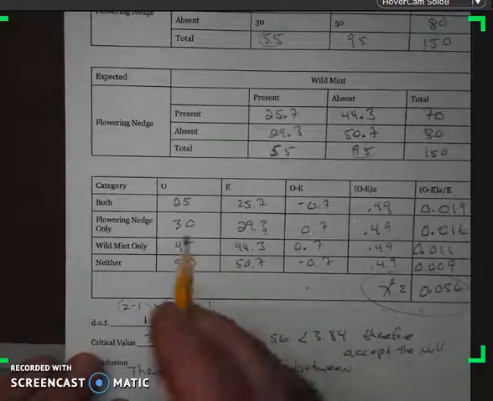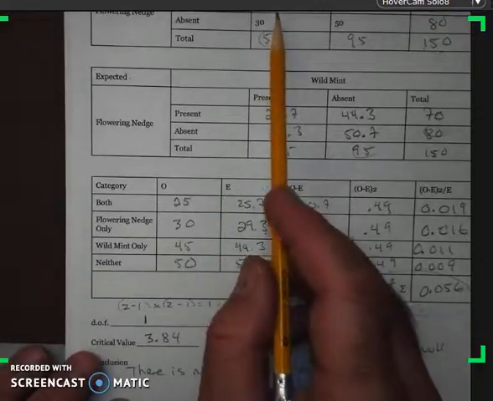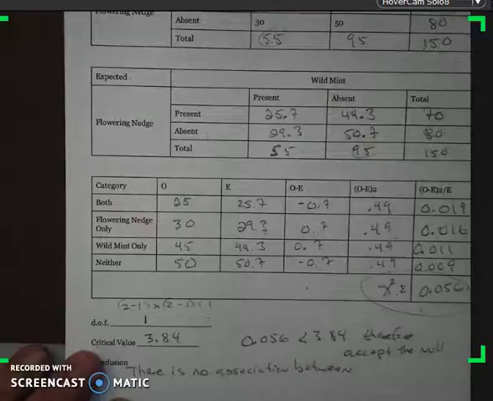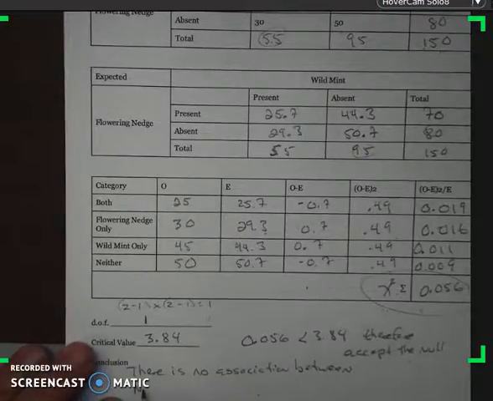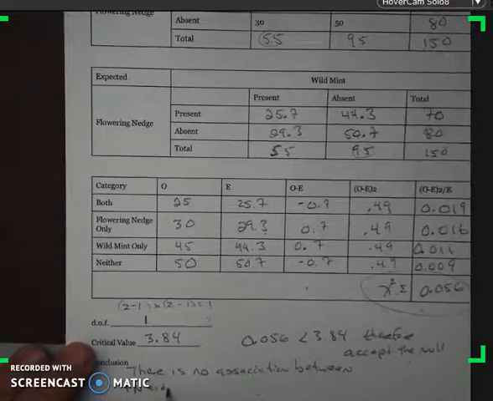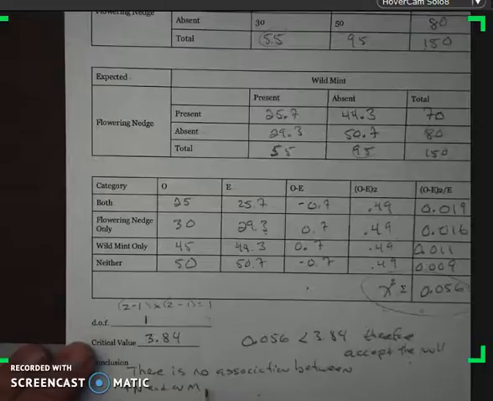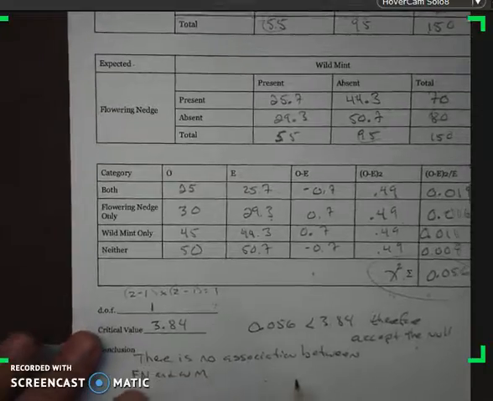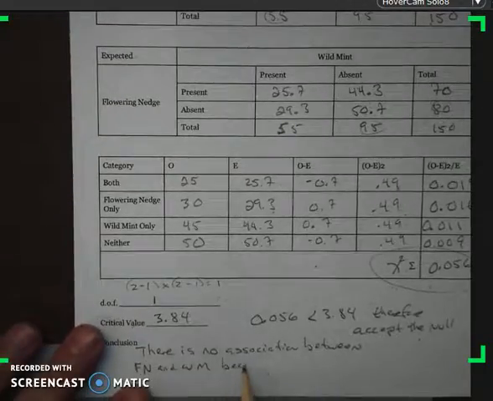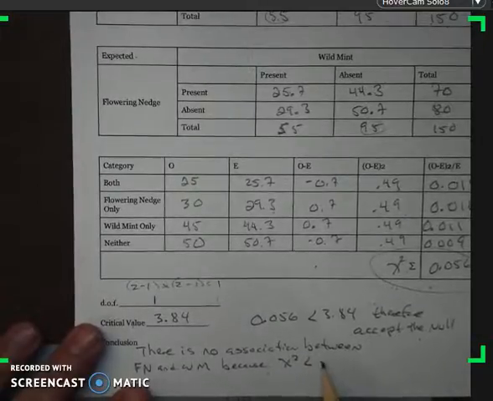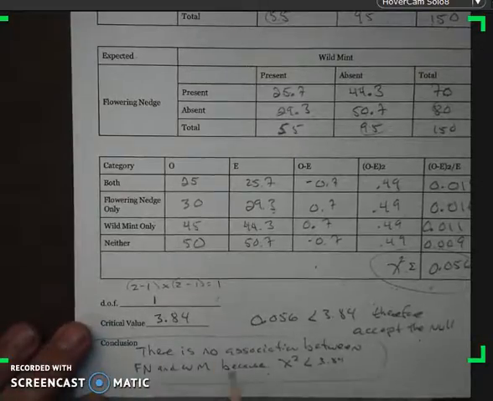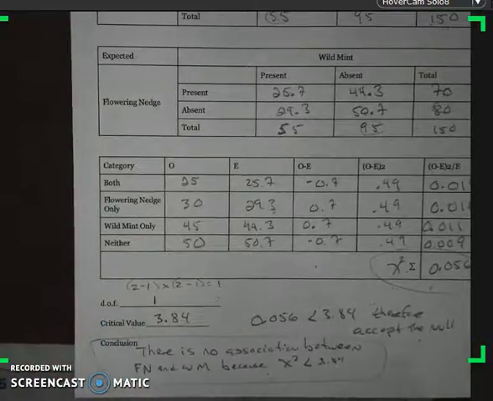And what that means is anytime we get something that we think is close to expected, it's really just due to random chance. And then we can justify this because our chi-square value is less than our critical value. So we come to a conclusion, and we've justified it with statistical analysis.